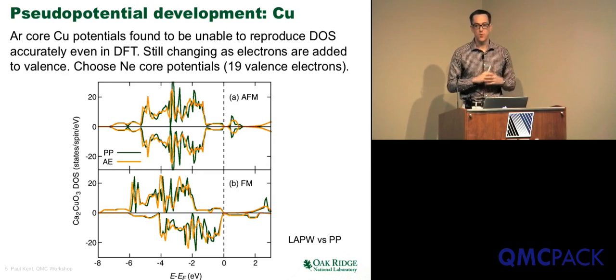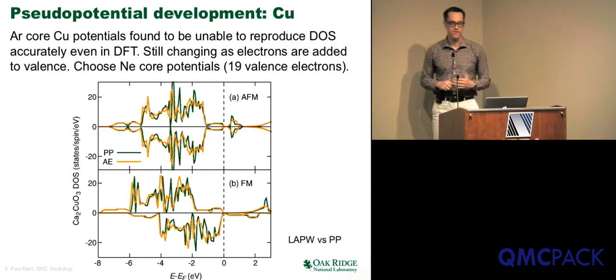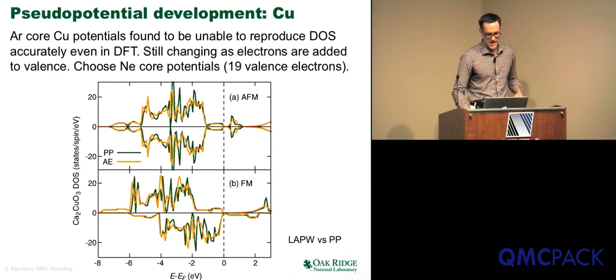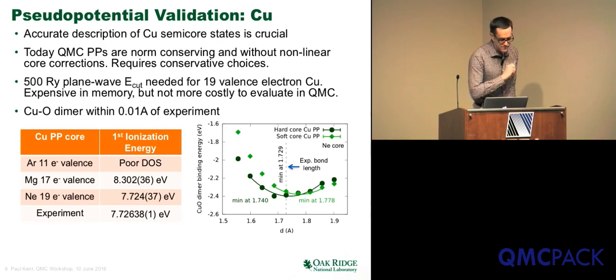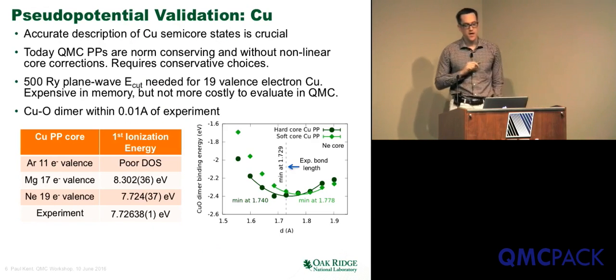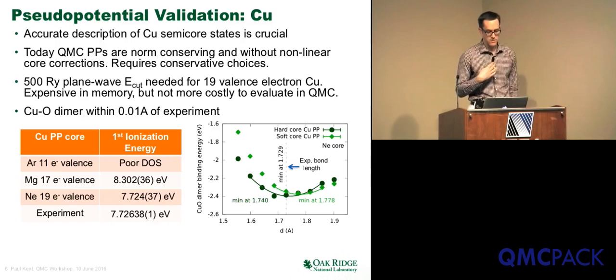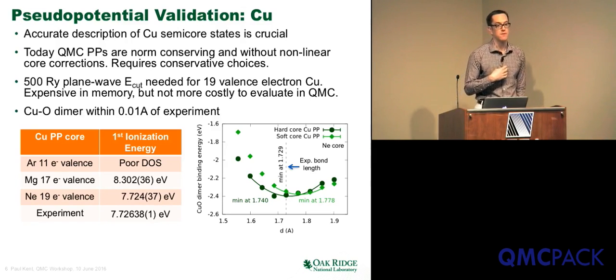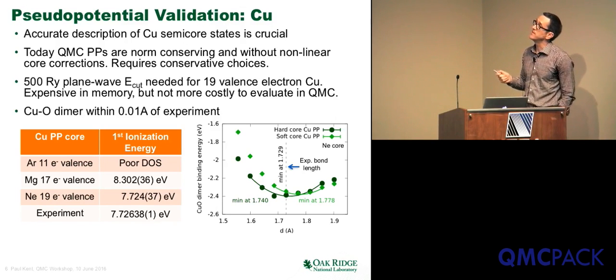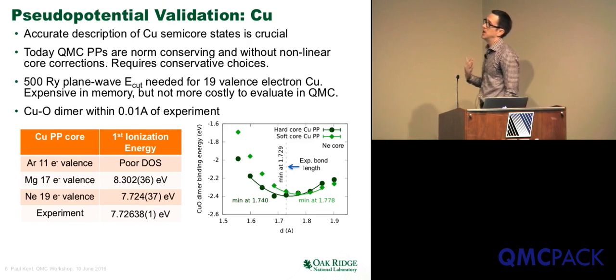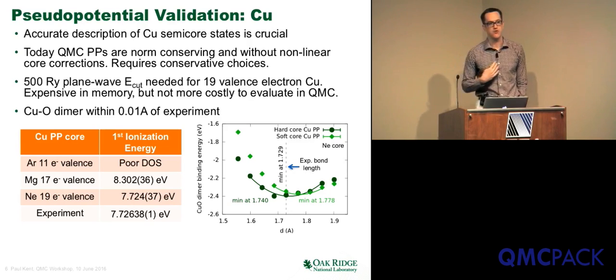I should stress that when we use a potential that's defined for QMC, we're not trying to reproduce the LDA band structure, for example. So that gave us a starting point. And then we did tests of ionization potentials, electron affinities, and of course the dimer, which turns out to be very revealing. We knew we had to be very careful here, and we ended up making a very hard potential with 19 valence electrons in it.